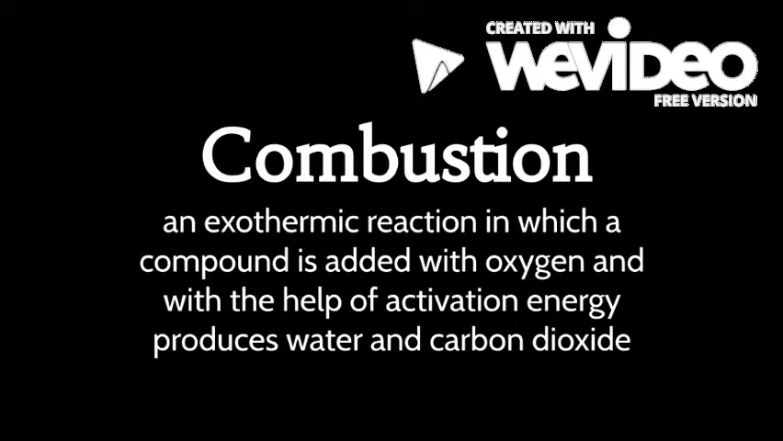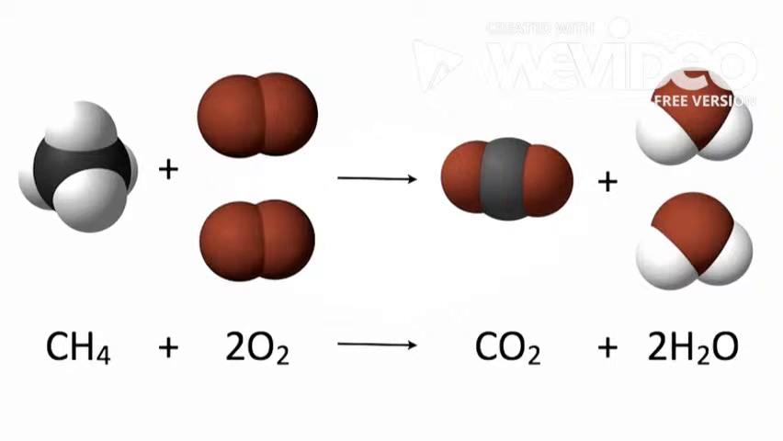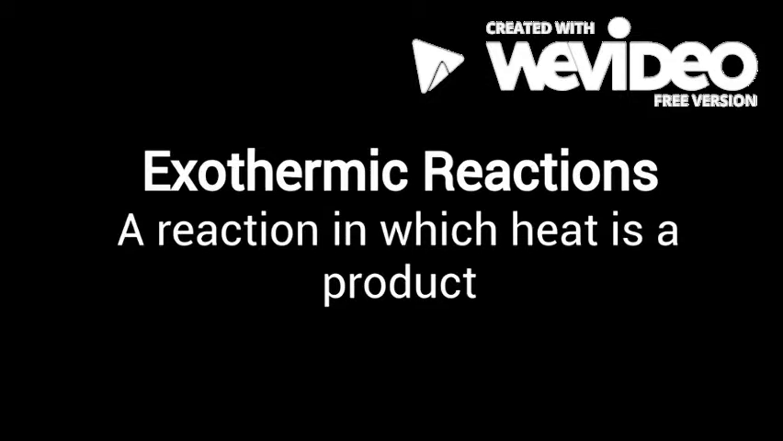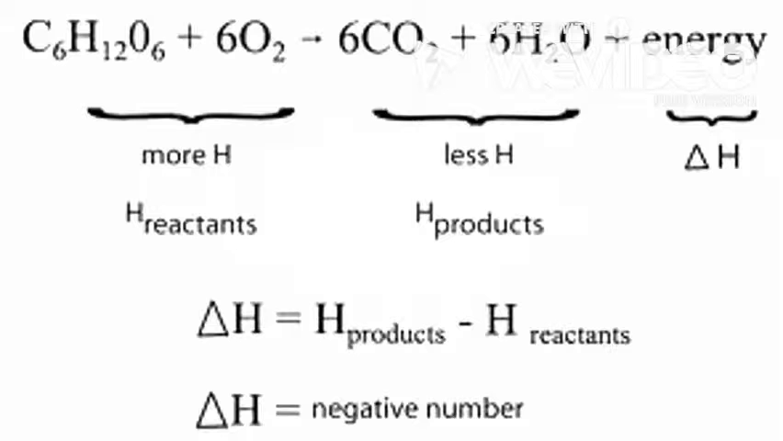Combustion is an exothermic reaction in which a compound is combined with oxygen and, with the help of activation energy, produces water and carbon dioxide. In this example of a combustion reaction, methane is reacted with oxygen, which combusts to produce carbon dioxide and water. Exothermic reactions are reactions in which heat is a product.